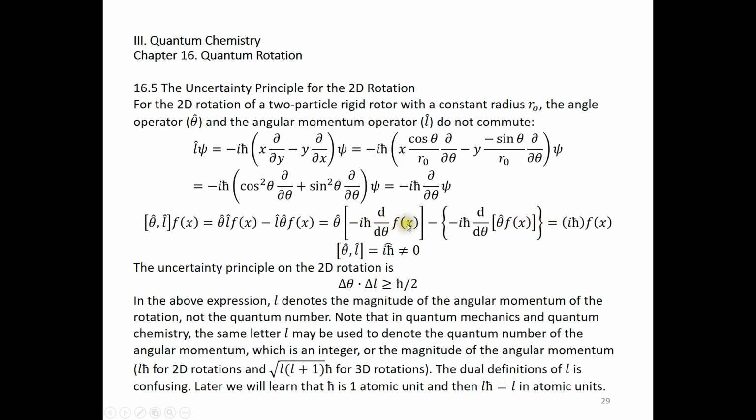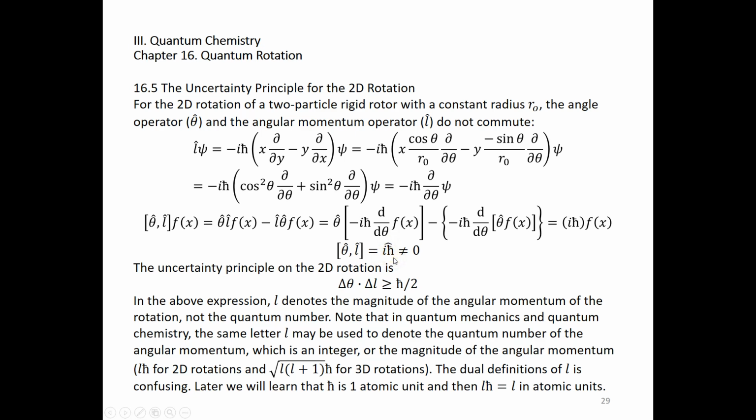Over here, this is straightforward. This is just the first derivative of f, or f prime. This one, we need to use the product rule. The result of this one is f plus theta times f prime. We clean up everything, we get i h-bar times f. So this commutator of theta and L is equivalent to this operator. This is a very simple operator. It's i h-bar. When you apply this operator to any function, it's equivalent to multiplying this function by i h-bar.